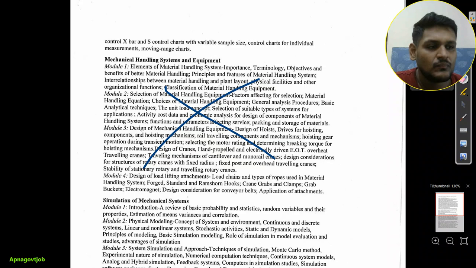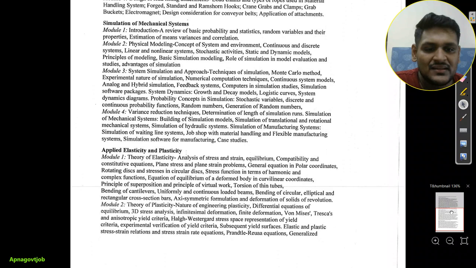Simulation of mechanical system, applied electricity and plasticity. Okay, so theory of elasticity, obviously do this, very important. Theory of plasticity also important. Stress, strain gauge, everything is there, so just go through that. Just go through this also: stress strain relation, stress strain rate equation.